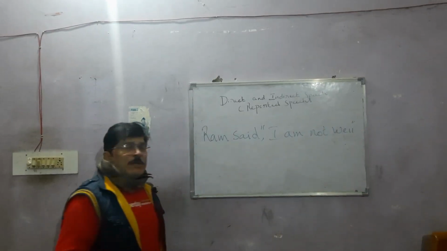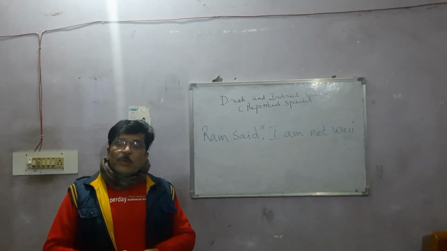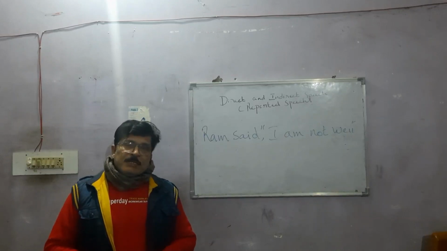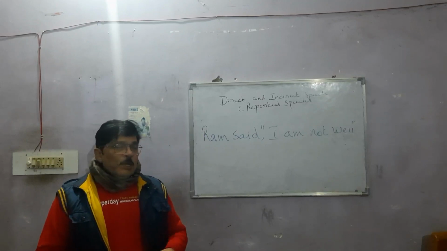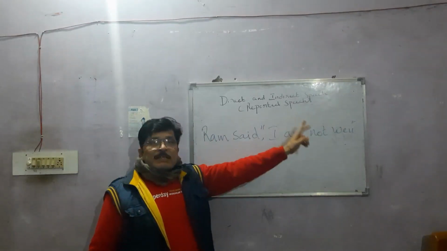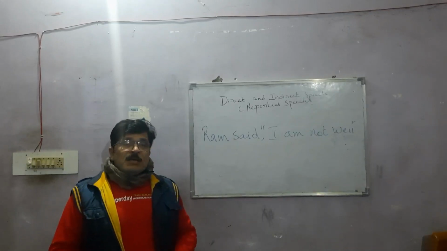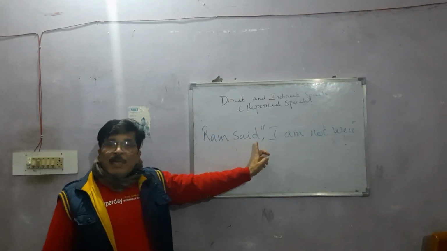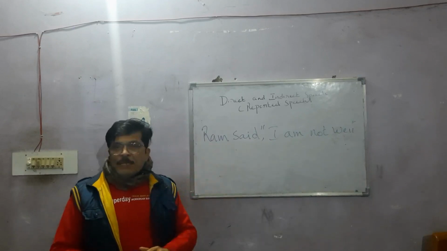Now, how do you differentiate direct and indirect speech? When you see a sentence, how do you know whether the sentence is in direct speech or indirect speech? A very simple method is, if it is direct speech, you will see that it is in inverted commas. So if the sentence is in inverted commas, it means that it is direct speech. Also, after the word said, there will be a comma. So immediately you can understand that this is direct speech.